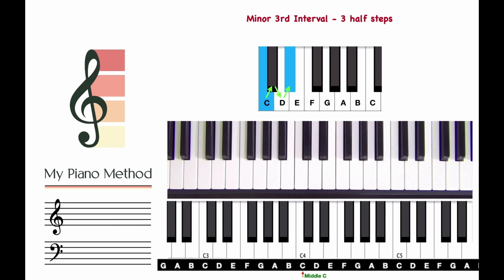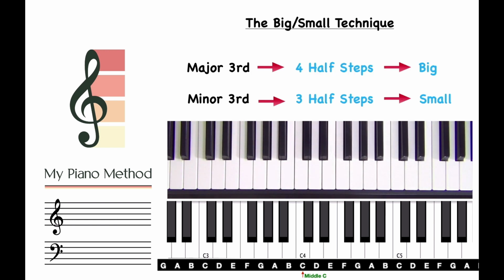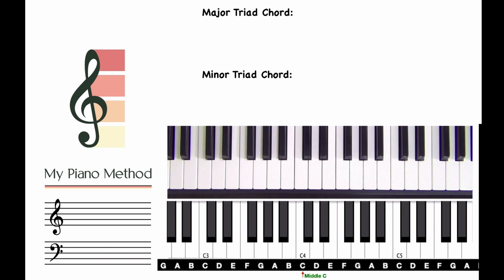But the important thing to remember here is that the major third interval is 4 half steps, and we're going to call this big. So all you have to remember is big, 4 half steps. Now the minor third interval is 3 half steps, and we're going to call this small. So all you have to remember is small, 3 half steps. So let's take a look at a major triad chord from C. We want to find out what is the major triad and what is the minor triad.